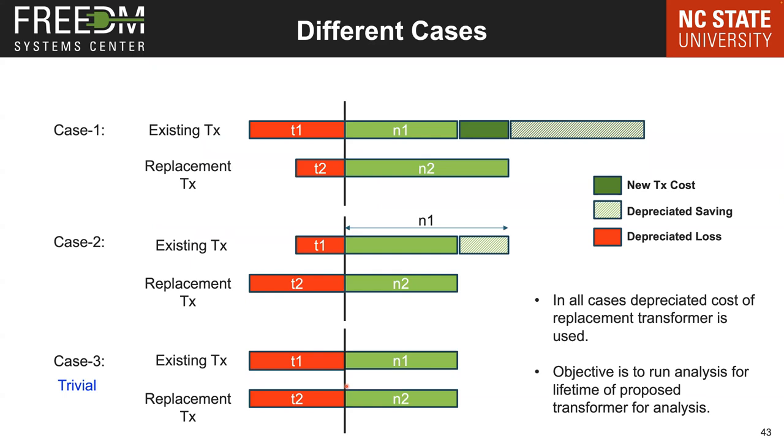Now, based on this age, there are 3 different cases. Case 1 is where your existing transformer is much older than the replacement transformer. Case 2 is where it's much newer than the replacement transformer. And the third case is where they both have the same age. Here, the analysis is trivial because you just want to replace the existing larger transformer with a smaller transformer. But we're going to look at these 2 cases in detail.